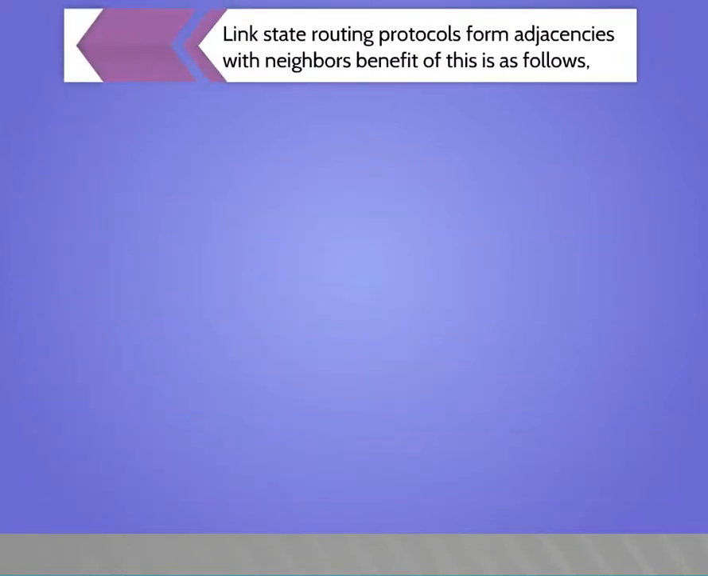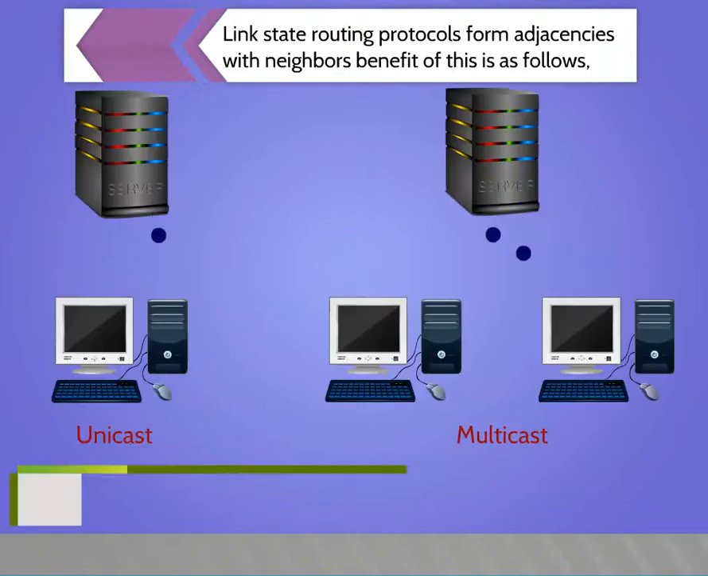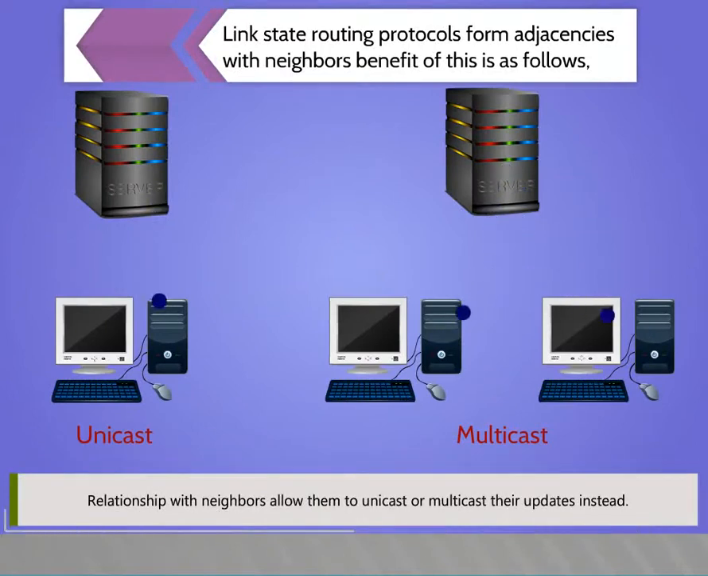Link state routing protocols form adjacencies with neighbors. The benefit of this is as follows. Relationships with neighbors allow them to unicast or multicast their updates instead.